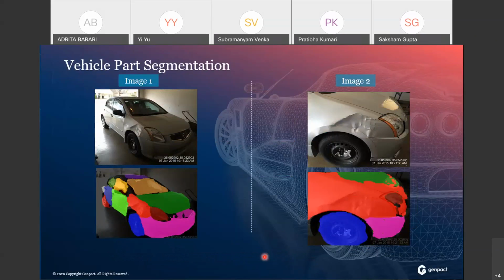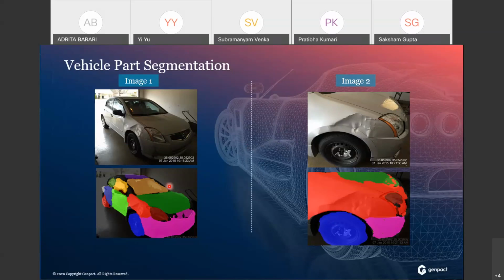So the vehicle part segmentation here that you see, we are taking a call at the pixel level. So this is a segmented output, and many of us may be familiar with the segmentation techniques that are there in the state of the art. The one that we have used here is the DeepLab V3 architecture. And again here, these two images are of the same car, but from very different angles and different scale levels.